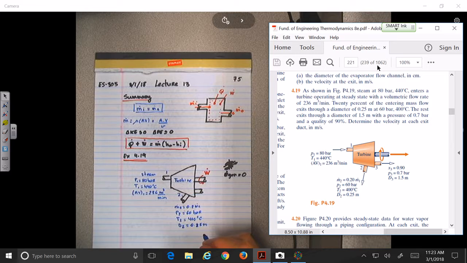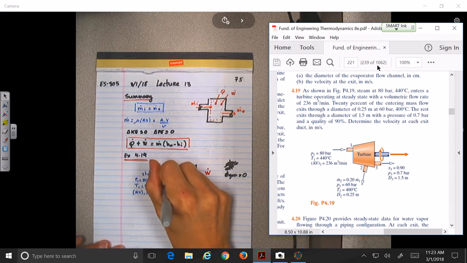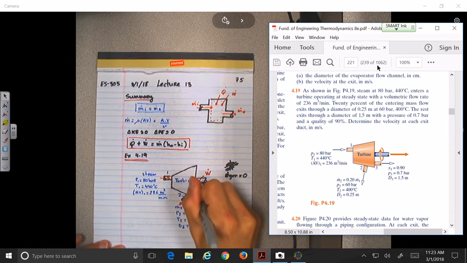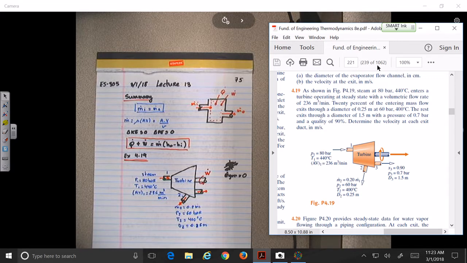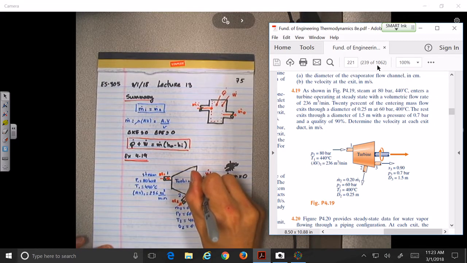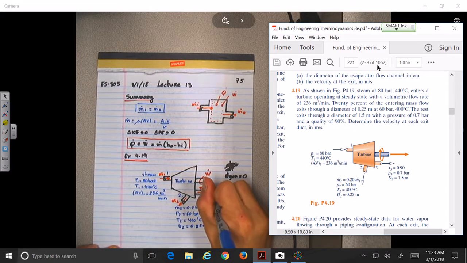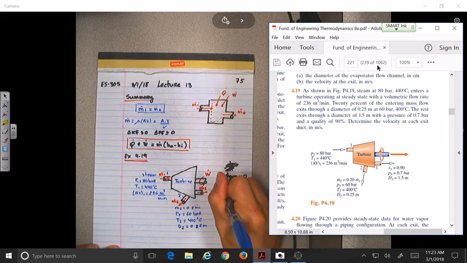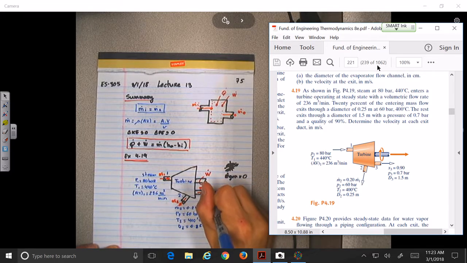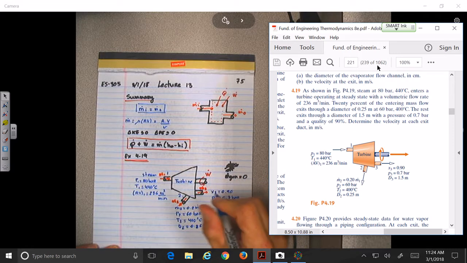With a quality of 90%. All right. So the rest, this steam coming over here, exits this way and exits this way. m1, m2, m3. So we know that X3 is equal to 0.9, P3 is equal to 0.7 bar, and D3 equal to 1.5 meters.